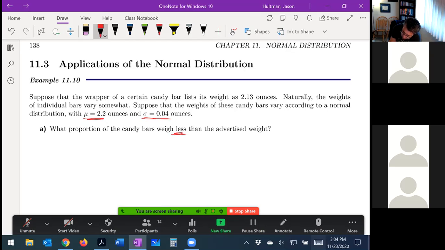Well, its listed weight is 2.13, right? So they're saying, look, we have this normal distribution, and we have a mean of what? What's the mean here? What's the mean of the candy bar?